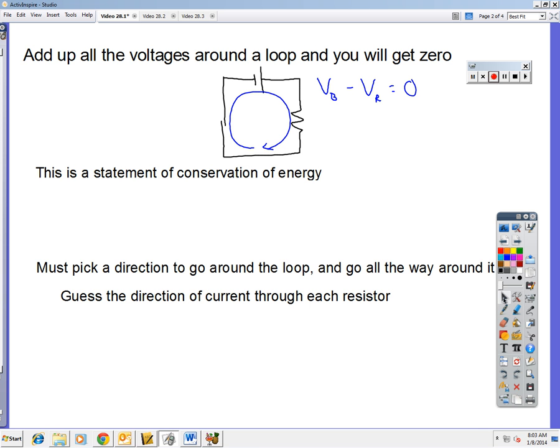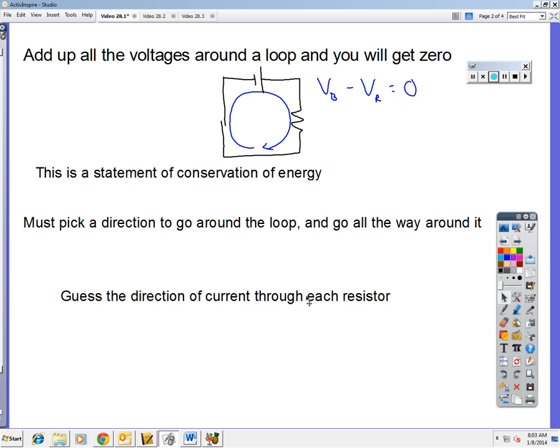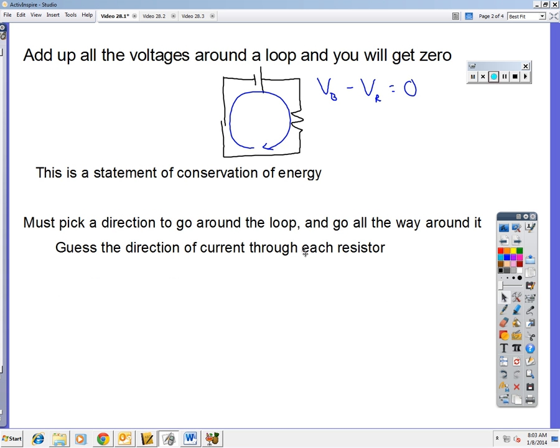Now, when you apply it, you need to pick a direction to go around the loop, and you have to go all the way around the loop. You can't stop in the middle. And you need to guess the direction of the current through each resistor. It's okay if you're wrong. If you're wrong about the direction, you'll just get a negative number when you calculate the current, and that'll tell you, oh, I guessed wrong.